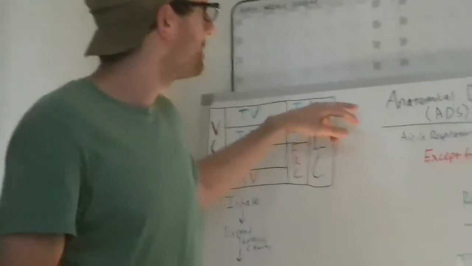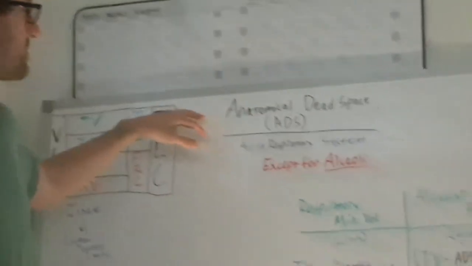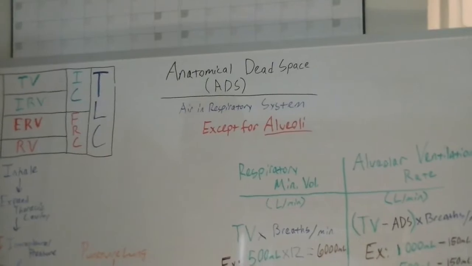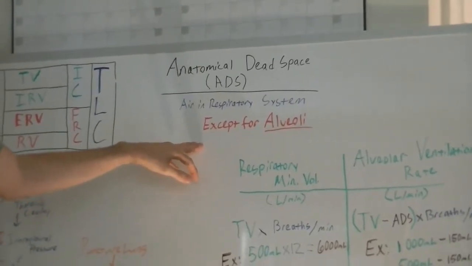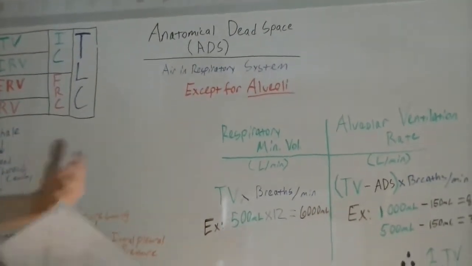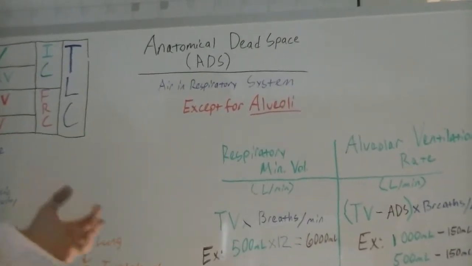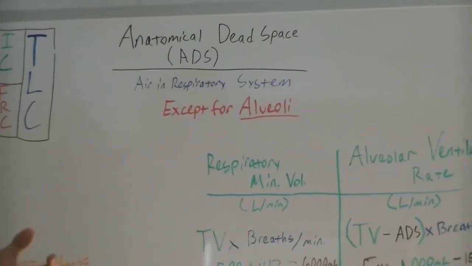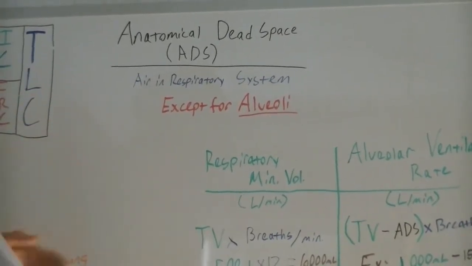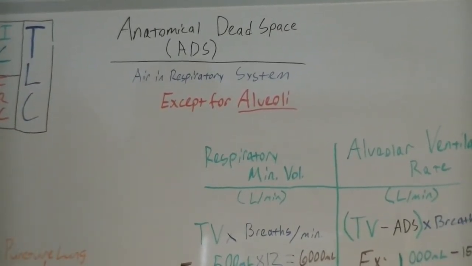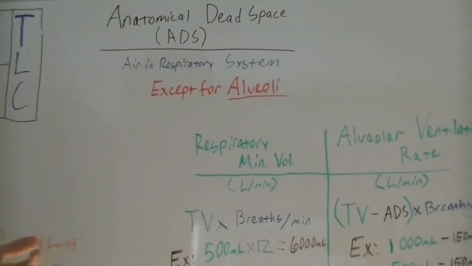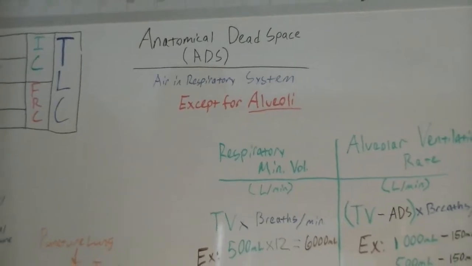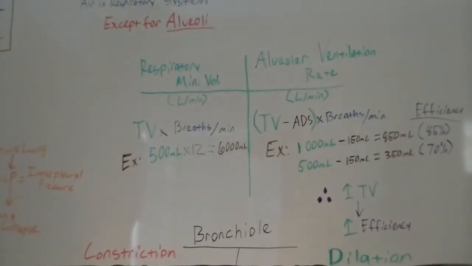So next we've got the concept of anatomical dead space. It's all the air in your respiratory system except for the alveoli. Where we have the alveoli, that's where respiration is happening. That's where there's an exchange of gases, okay? So that's not dead space. That's where the actual activity is happening. But everywhere else, there's no exchange of gases, so it's just dead space. So whether it be your bronchioles, your bronchi, your trachea, whatever, that's all dead space. All right, so just keep that concept in mind.